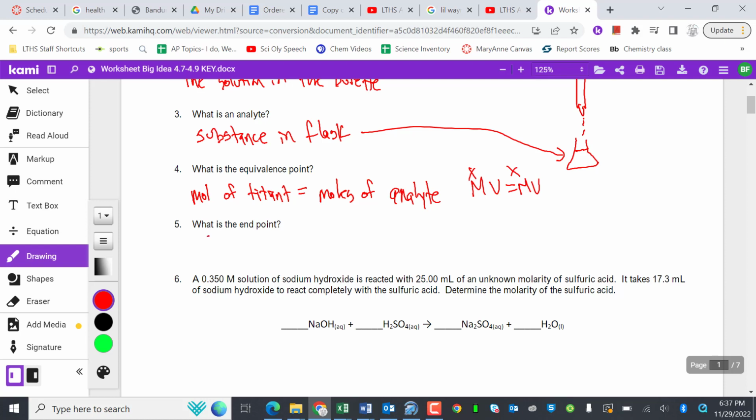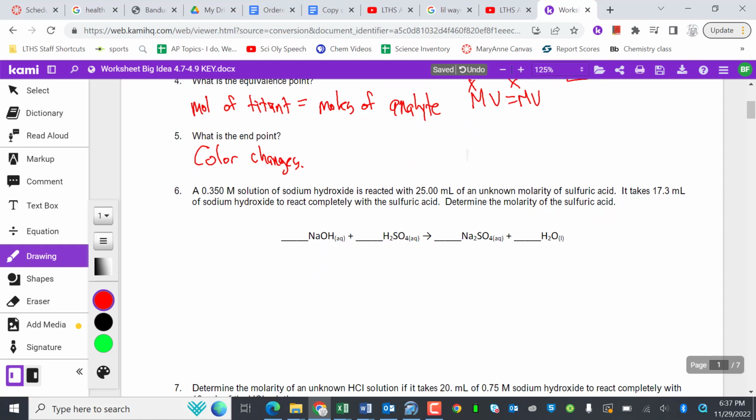What is the endpoint? The endpoint is my favorite point. It's where the color changes. How can you say that, Mr. Foley? You're colorblind. My self-esteem.